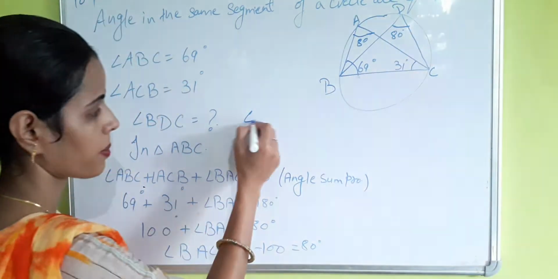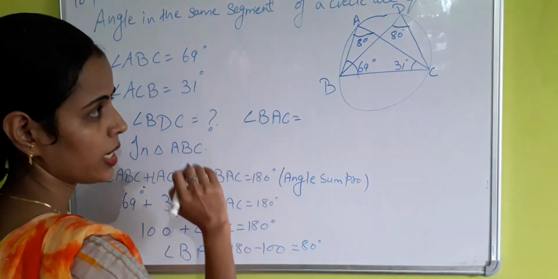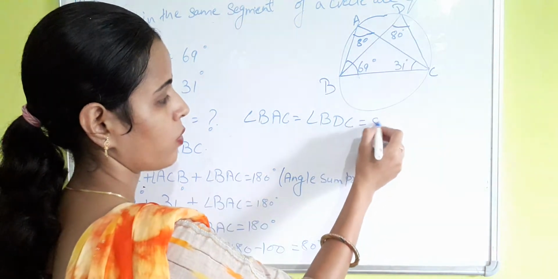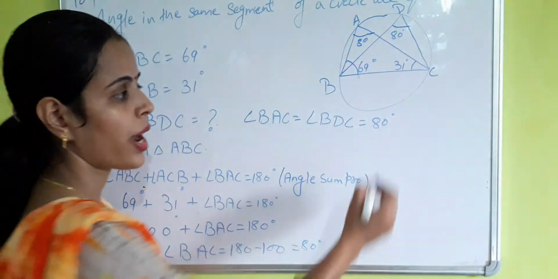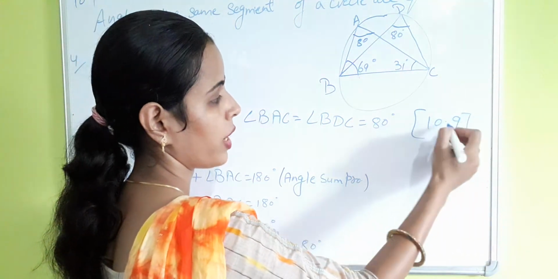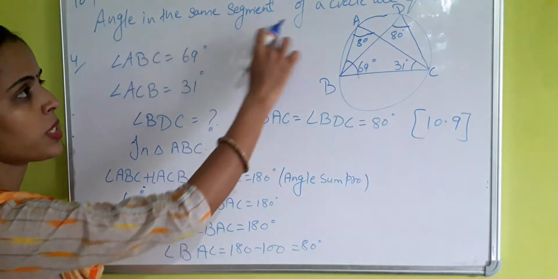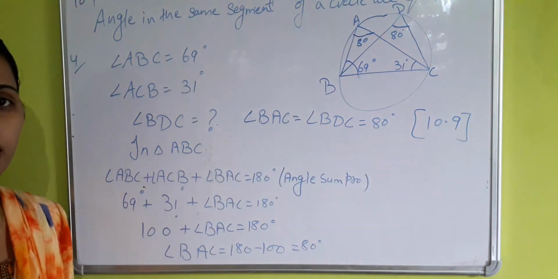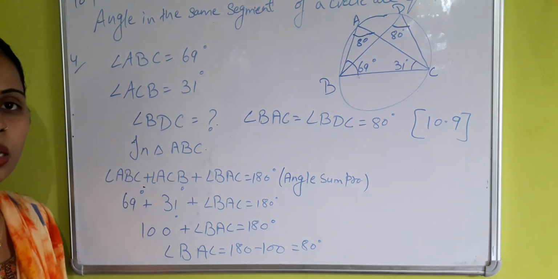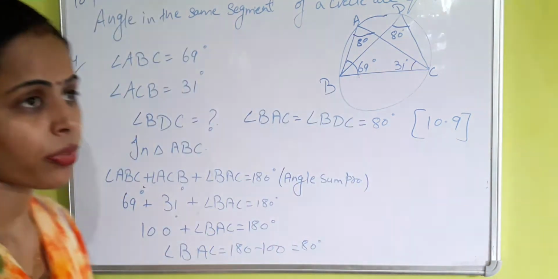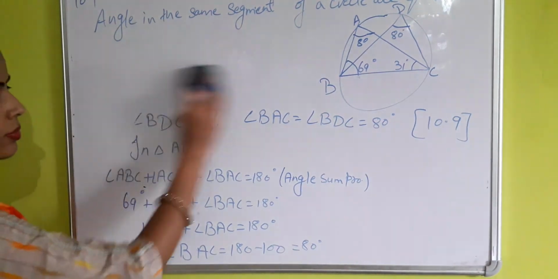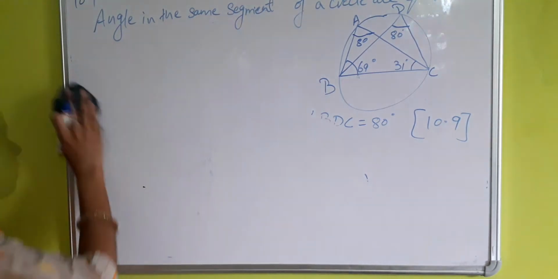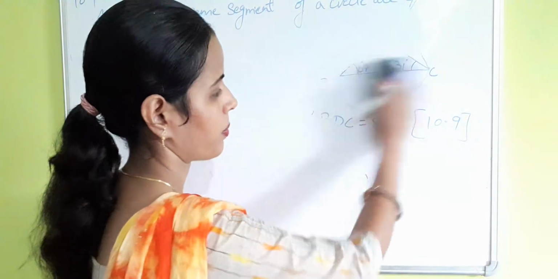Angle BAC is equal to angle BDC, which equals 80 degrees. Why? By using theorem number 10.9: angles in the same segment of a circle are equal. So these two angles are 80 degrees. This question number 4 is complete. Similarly, in question number 5, use this theorem 10.9: angles in the same segment of a circle are equal.